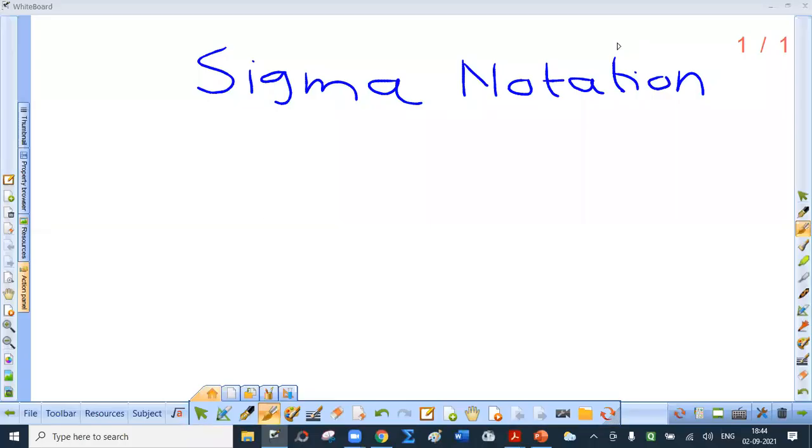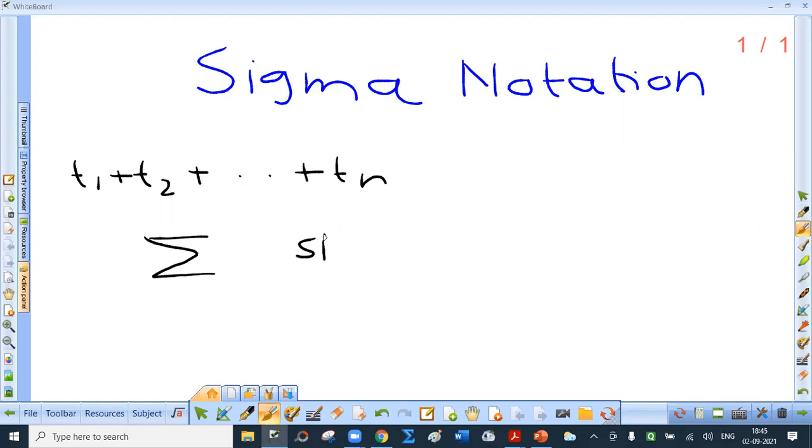Now we discuss sigma notation. Actually, you had done this in 10th standard in the topic statistics. Consider the sum T1 plus T2 plus T3 up to Tn for a given sequence. Basically, T1 plus T2 up to Tn is the sum of which sequence? Say T1, T2, T3 up to Tn. Now, this sum of n terms is denoted by using the Greek letter sigma. This is capital sigma, S-I-G-M-A.